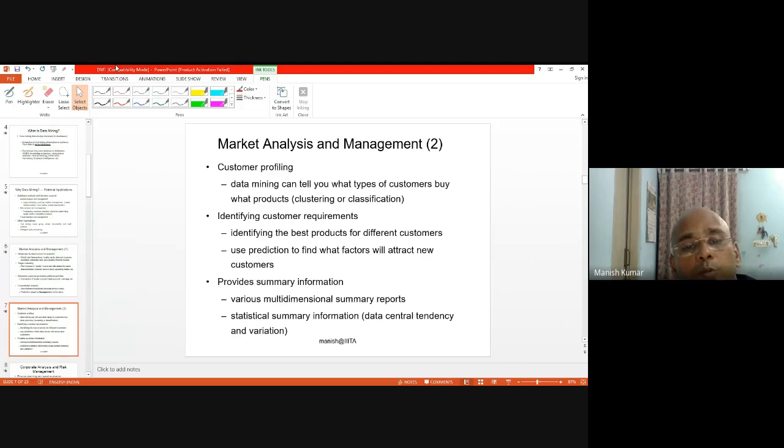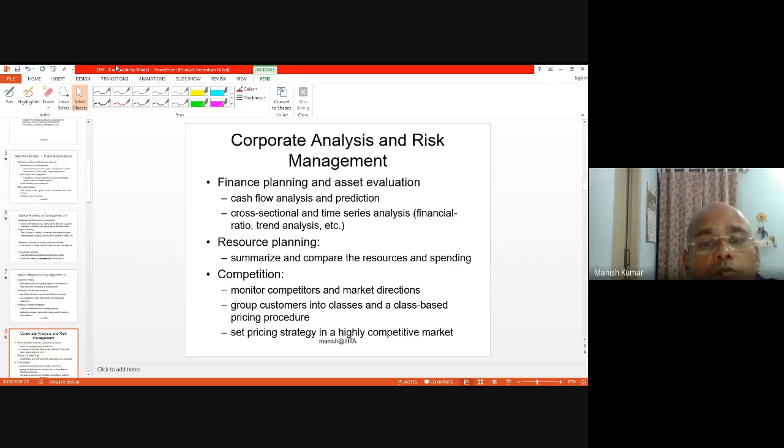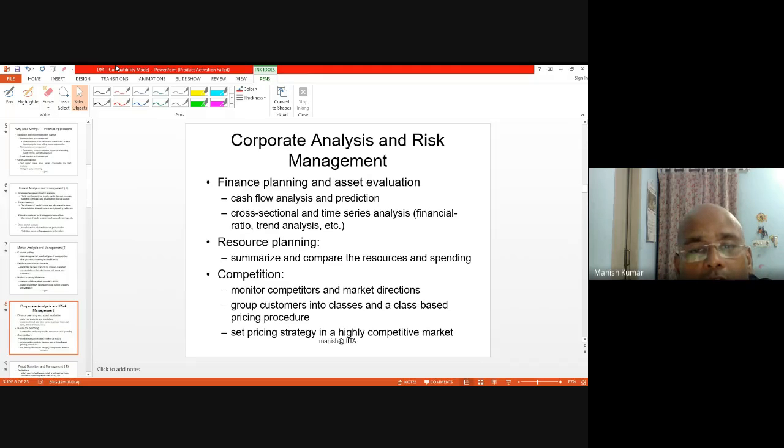Other things are customer profiling, identifying customer requirements, and summary information like multi-dimensional summary reports and statistical summary information. For statistical summary information, we make use of central tendency and variations. There are so many formulas available through which you can produce reports. Then you have corporate analysis and risk management, where you do finance planning and asset evaluations, like cash flow analysis and predictions.